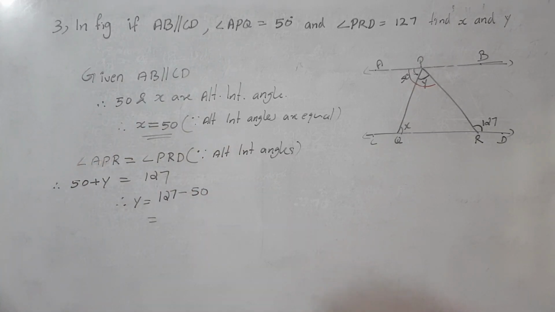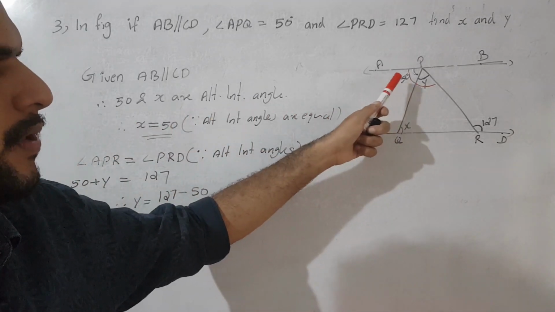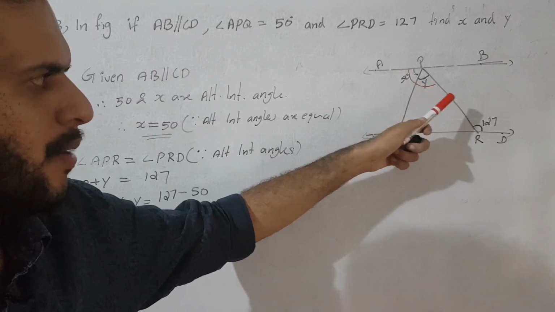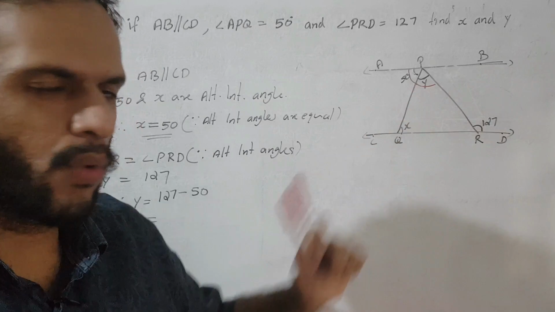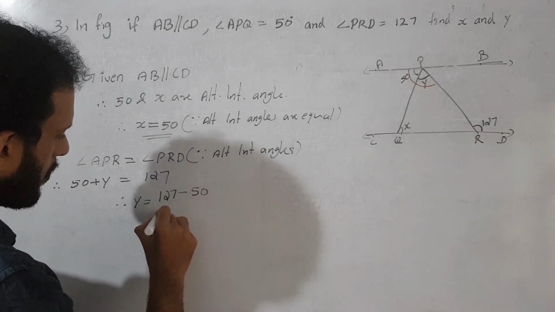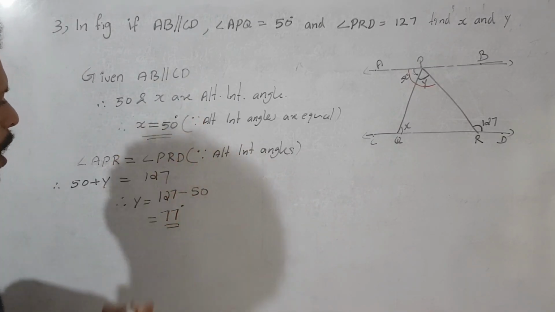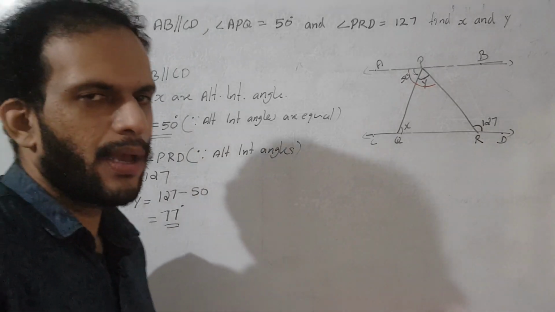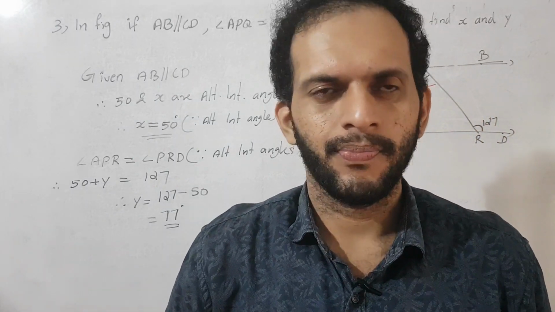127 minus 50. I think you got the idea of how to write 50 plus y, because angle APR is the sum of 50 and y, correct? And 127, they are alternate interior angles, therefore they are equal. That's why we wrote it here. Then y is equal to 127 minus 50, which is equal to 77. Okay, 77 degree. So now we got the values of x and y. X is equal to 50 degree and y is equal to 77 degree.